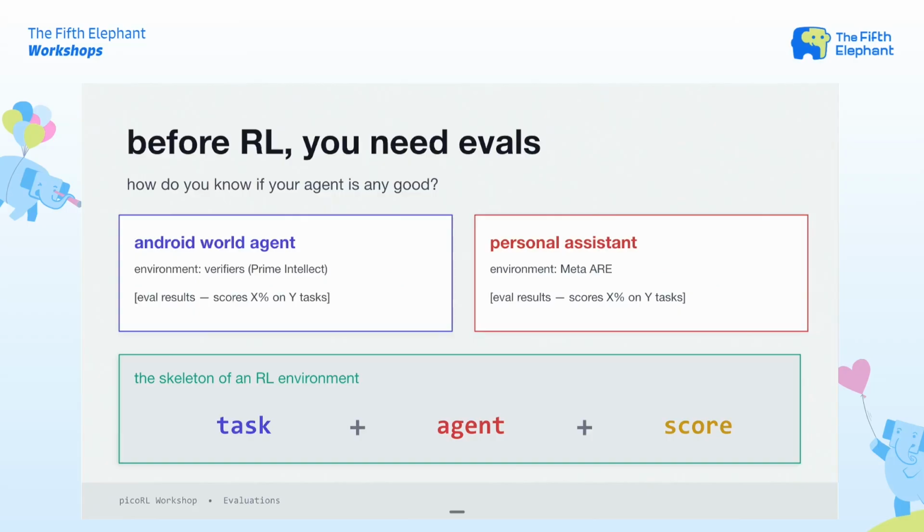Verifiers is one, by something called Meta. Meta has one, which is called the search environment. Another is another library I worked on. And anything with a task and an agent going on.